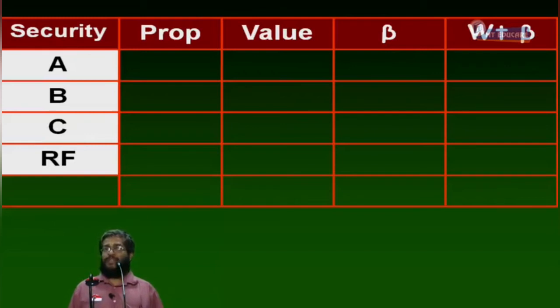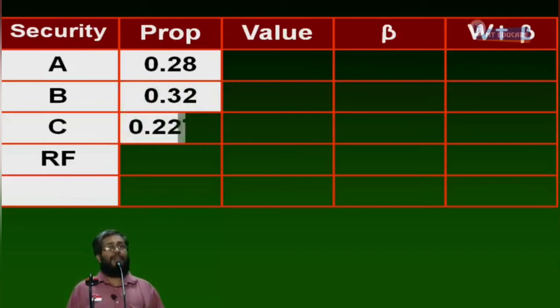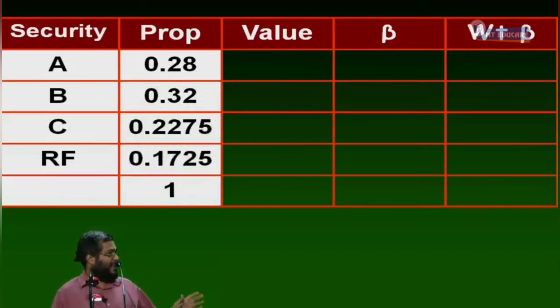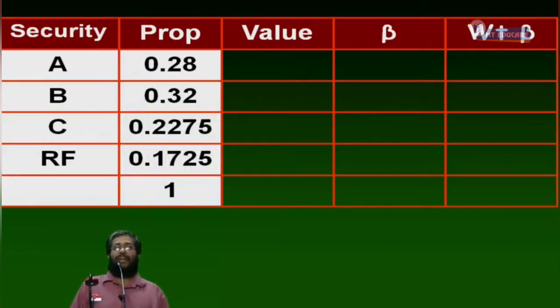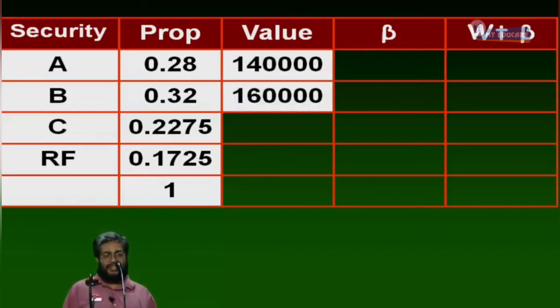What is the proportion of A, B, C and RF? Tell me the proportion here. That is 0.28. Next is 0.32. Third, 0.2275. 0.1725. The total is 1. What is the value of A? 1 lakh 40. Out of 5 lakhs, 1 lakh 40. B is how much? 1 lakh 60.